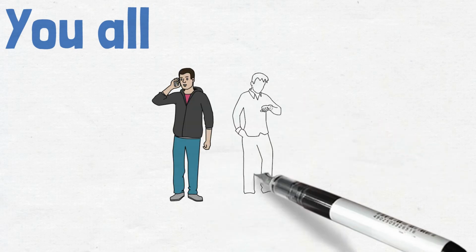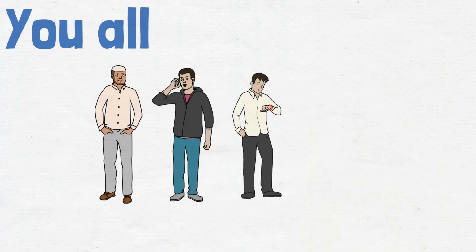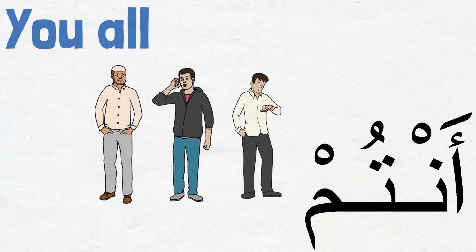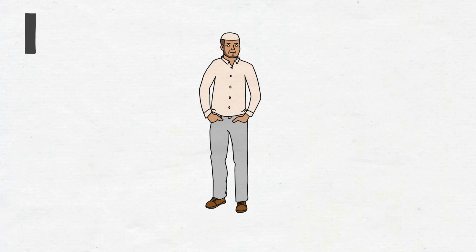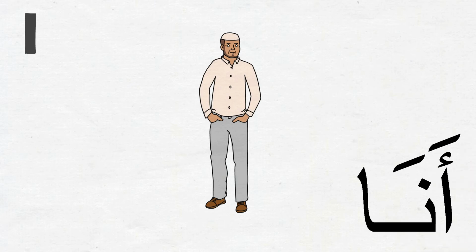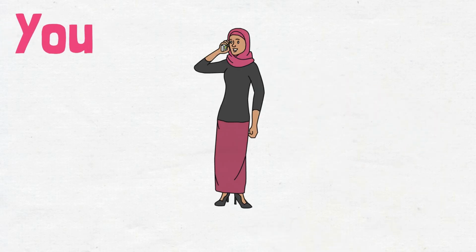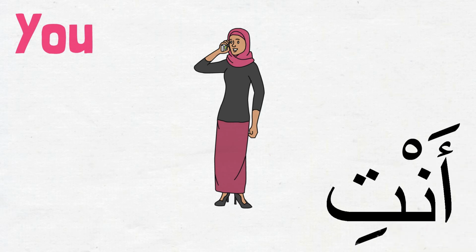And you all? Antum. Good job. Antum is you all for males. How do I say I? Ana. Great. Ana means I. How about you for females? Anti. Awesome. Anti is a mu'annath form of you.